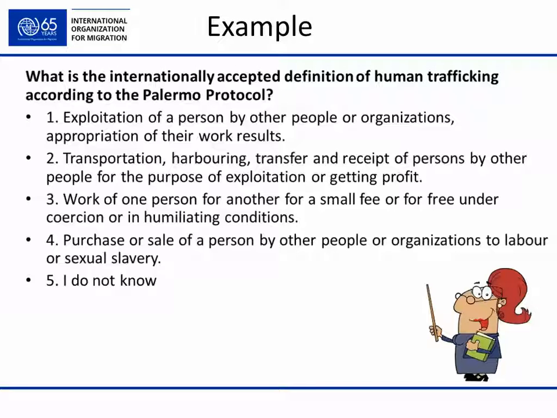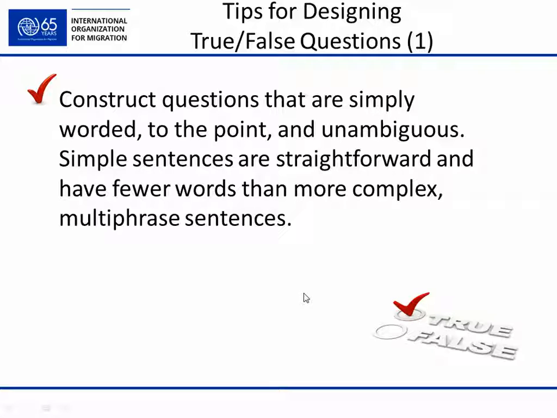As you see, you need to undergo specific training to identify the correct answer. In this case, this is answer 2. Transportation, harboring, transfer, and receipt of person by other people for the purpose of exploitation or gaining profit. I think this is a good question. Okay, let's move forward.